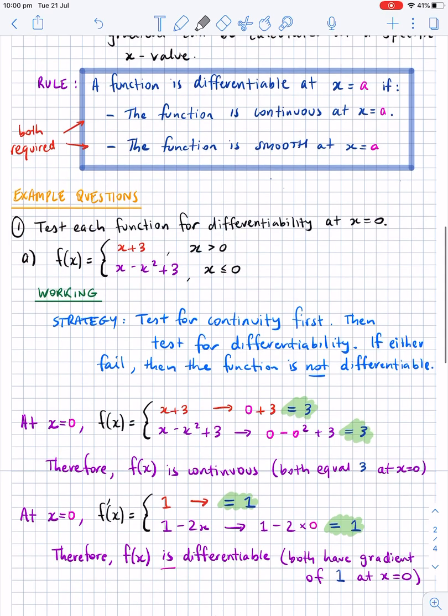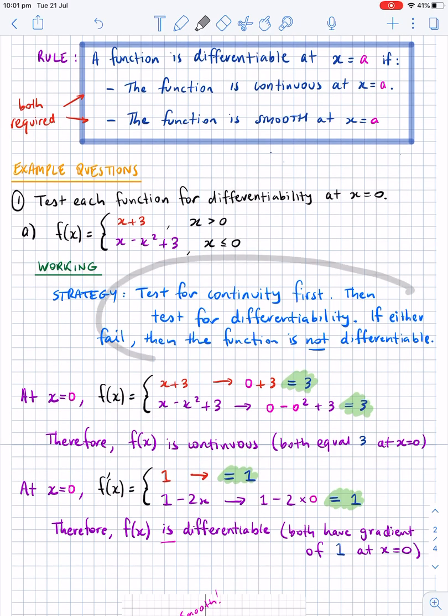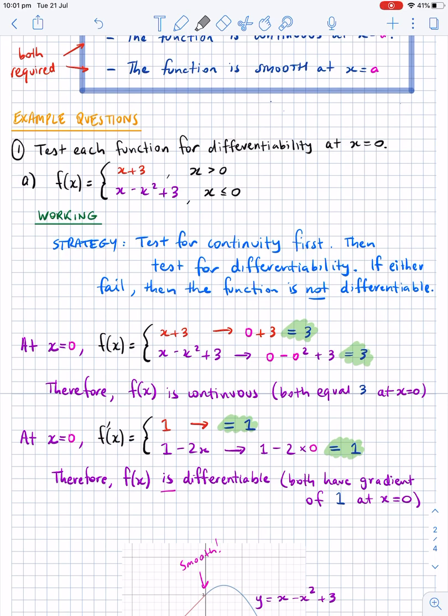Okay, so test each function for differentiability at x equals 0. Here we've got a piecewise function. We want to figure out, is this thing differentiable? For something to be differentiable, it has to tick off that it's continuous, and it also has to tick off that it's smooth. So the strategy is to test for continuity first, and then test for smoothness. If either fails, then the function is not differentiable. We need to do it at x equals 0, which is this crossover point.